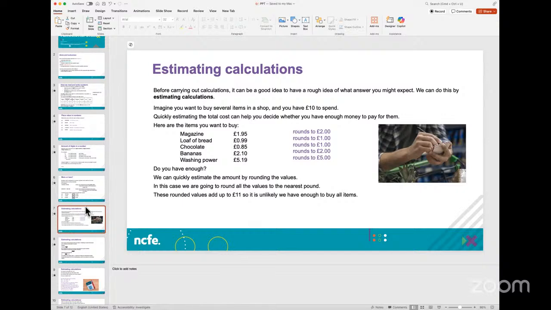So now let's look at how we do estimations. Before carrying out any calculations, it's a good idea to have a rough idea of what answer you are going to expect, right? And this can be done by estimation.